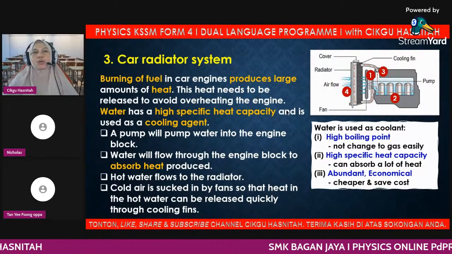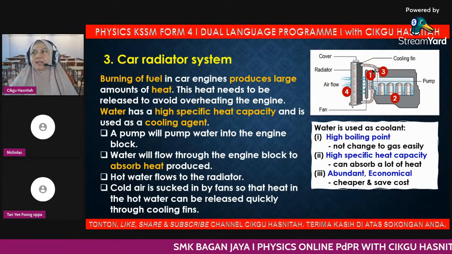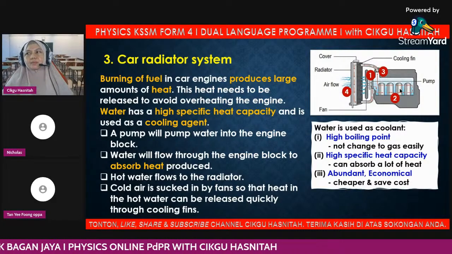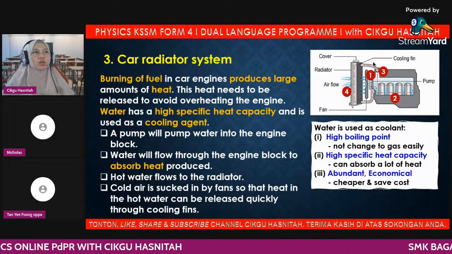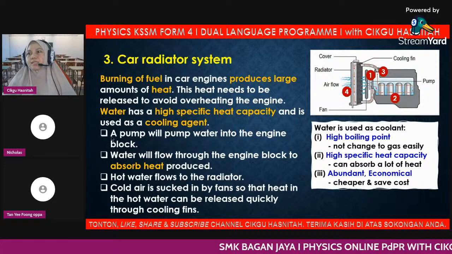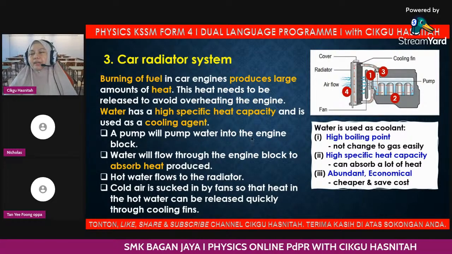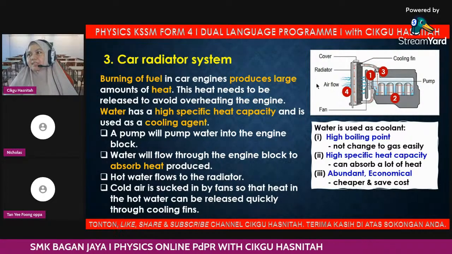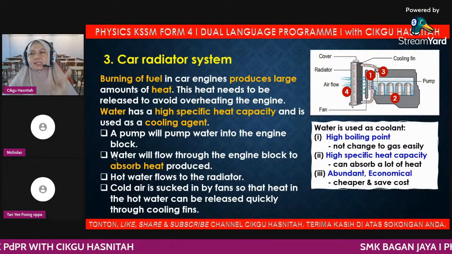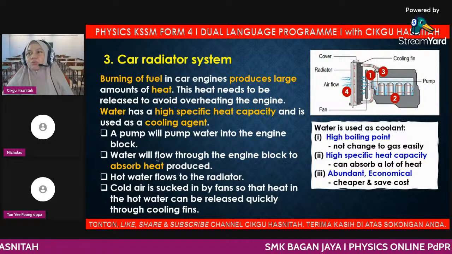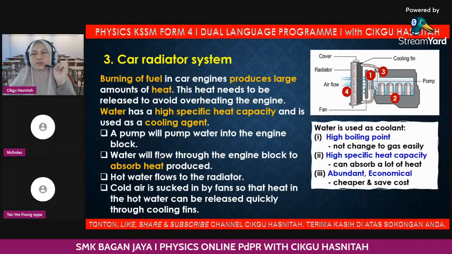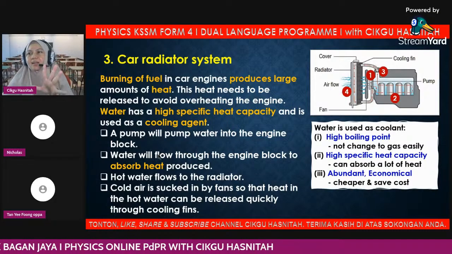Okay, now the cooling mechanism. You can see that I label this diagram with numbers 1, 2, 3, and 4. So how does this radiator system work in order to cool down our car engine? First, a pump will pump the water into the engine block. You can see there is a pump there to pump the water into the engine block. And then later, number 2, the water will flow through the engine block and absorb the heat produced from the engine.